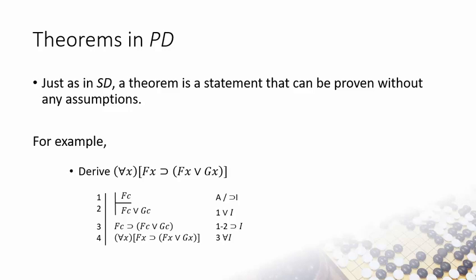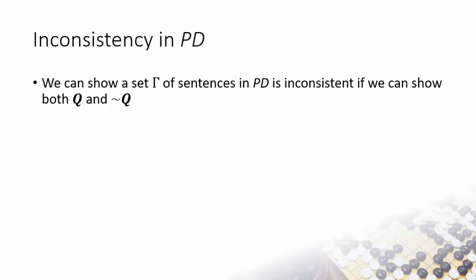So this is exactly like it was in SD, again, merely with the addition of those 4 introduction and elimination rules that we covered last time. You're also going to be asked to look at inconsistency and consistency in PD. This is done exactly in the same way as it was for SD, so that if we can show both Q and not Q, then clearly the set gamma of premises is inconsistent. So there's some kind of internal inconsistency if that set gamma implies both Q and not Q. This is exactly as it was in SD.